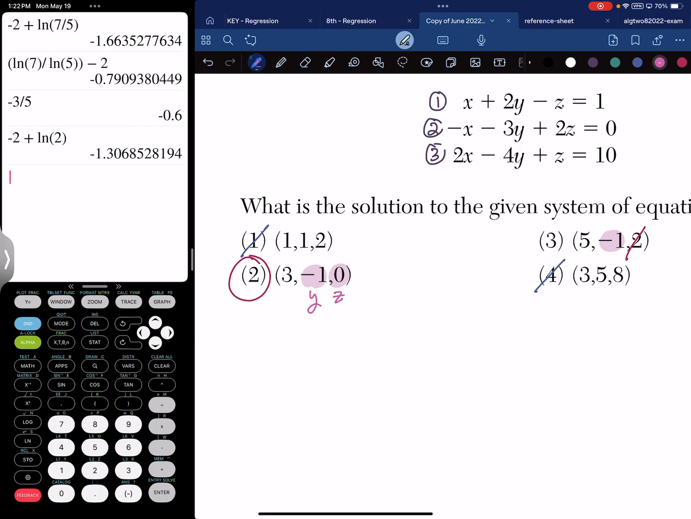Or, if this shows up on multiple choice, you can just plug each one of these into each one of our equations. But if I am doing it that way, I need to check all three. So I can plug in x, y, z. You need to plug it into equation 1, see if it equals 1. Then plug it into equation 2, see if it equals 0. Then plug it into equation 3, see if it equals 10. If it works for all three, then it's our answer.